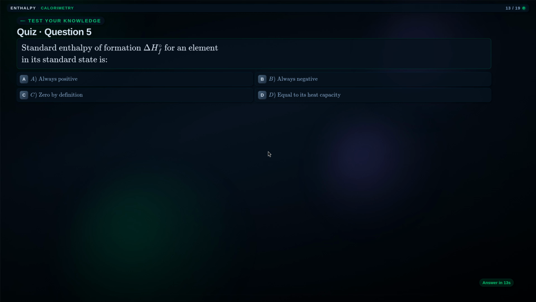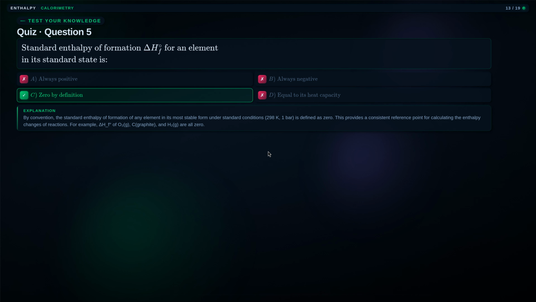The correct answer is C. By convention, delta H f naught of any element in its most stable form is defined as 0 at 298 Kelvin and 1 bar. This provides a consistent reference for calculating reaction enthalpies.